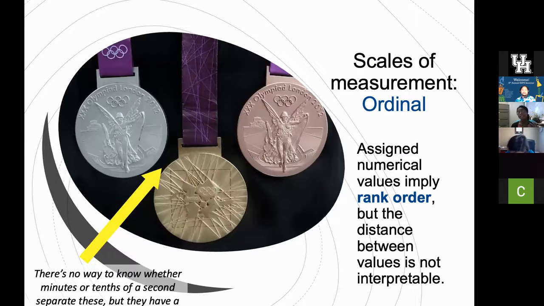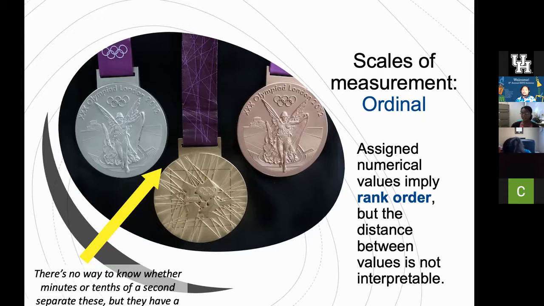Ordinal, we see a lot. Olympic medals are an easy example because they're ranked. There's an order to them. But if you're a 1/10 of a second apart between gold and silver, we heard that a lot earlier this summer, like they were just a 1/10 of a second off the medal stand. Well, it doesn't tell you whether that's 10 minutes or a 1/10 of a second. It doesn't matter.